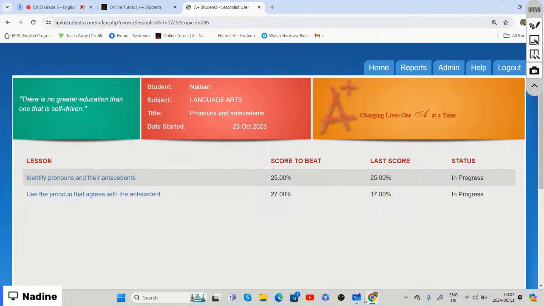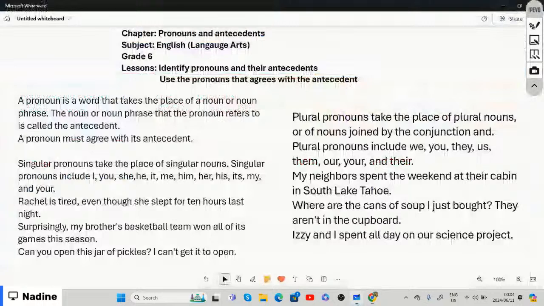All right, so our chapter is pronouns and antecedents. The subject is English Language Arts, grade 6. And the lessons that we are focusing on today under the chapter of pronouns and antecedents is to identify pronouns and antecedents and to use the pronouns that agree with the antecedents.